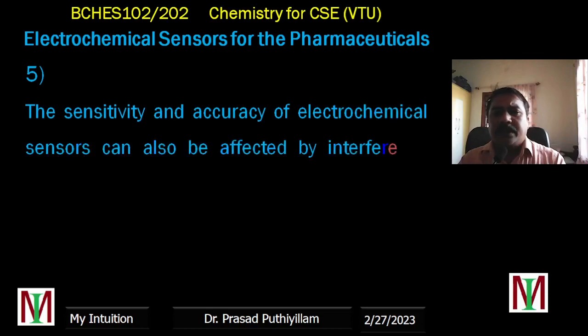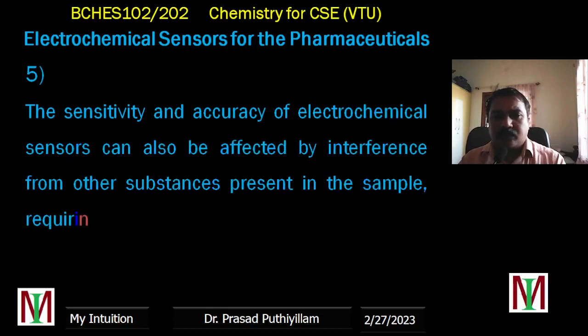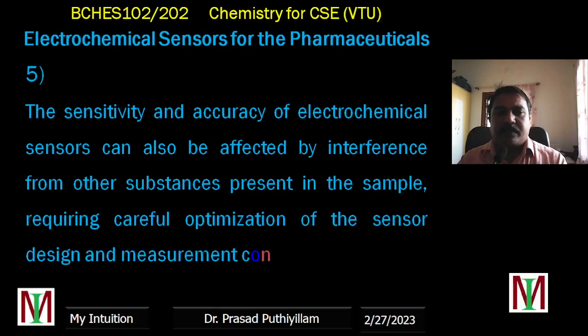The sensitivity and accuracy of electrochemical sensors can also be affected by interference from other substances present in the sample, requiring careful optimization of the sensor design and measurement conditions. We may intend electrochemical sensors to qualitatively detect or quantitatively measure some particular drug or pharmaceutical component present in the sample, but some other substances, if they are there, may interfere with the sensing.